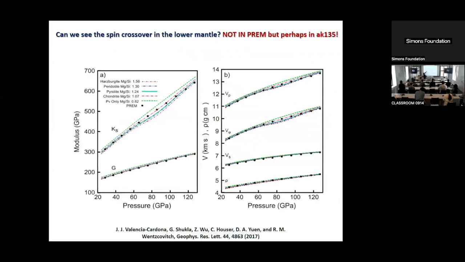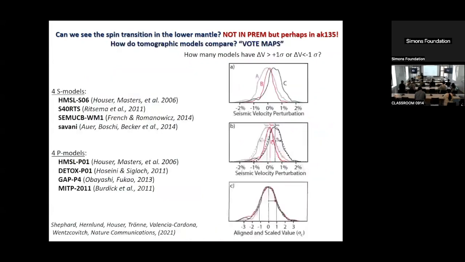This is how different rocks would look. If you had a homogeneous mantle with spherically symmetric velocities, you would see a bulge here, a softening of the bulk modulus in the mantle. We don't see that, but this is the range of elastic properties that we get from different kinds of rocks. So what we did was analyze four S models and four P models. I worked with seismologists and geodynamicists to do this, and it was published in 2021.